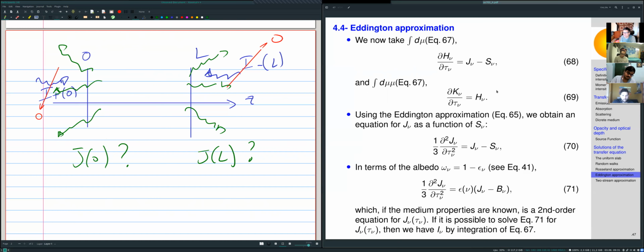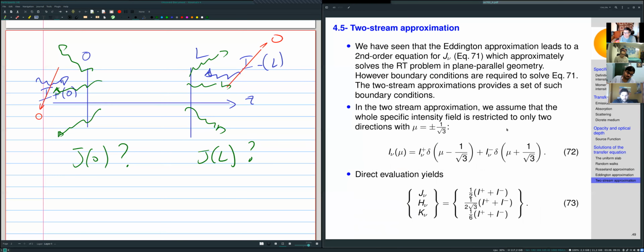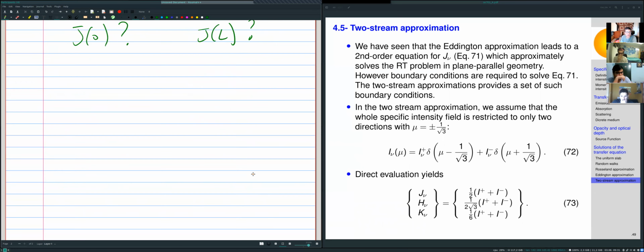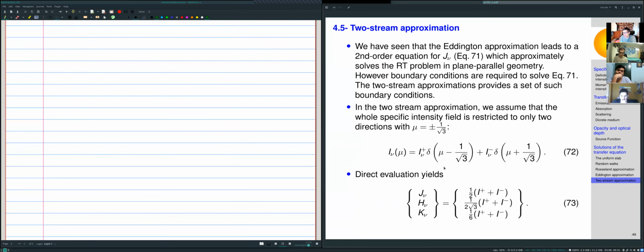In order to find those boundary conditions, we use the two-stream approximation. In the two-stream approximation, we assume that the radiation field goes along 2 cones. This is what we saw last time. So these are 2 cones going upwards and downwards.